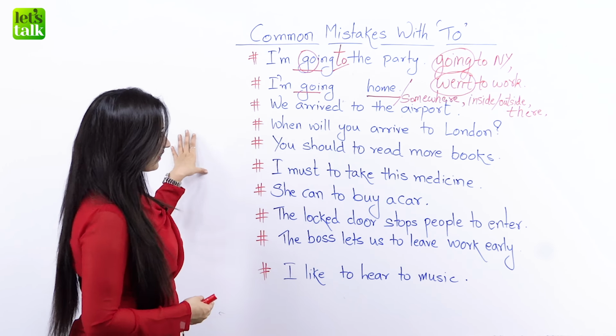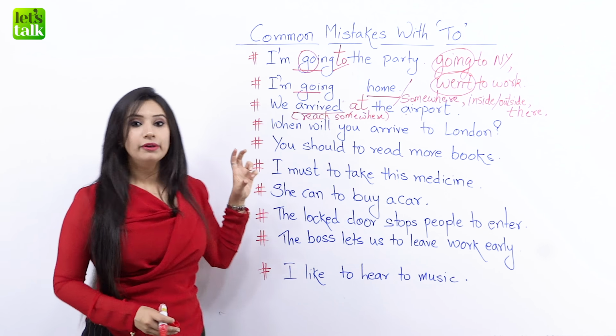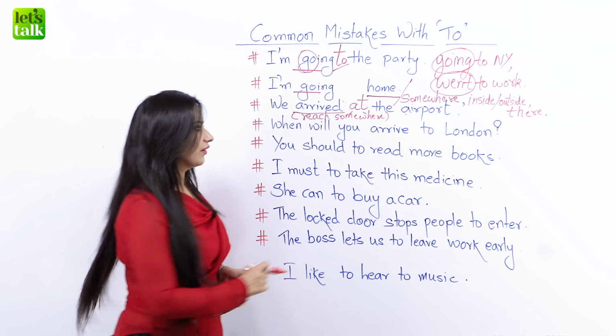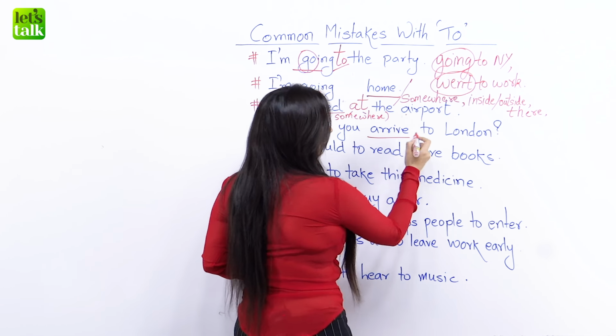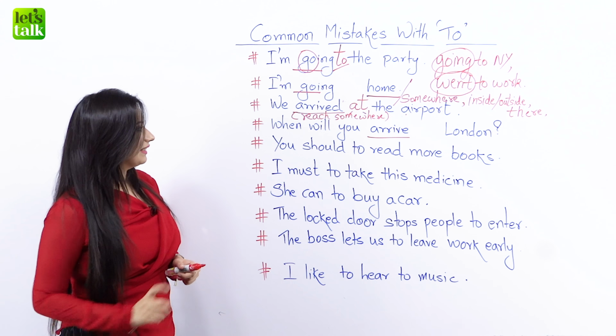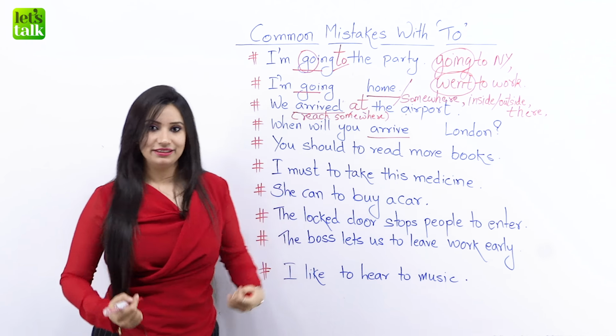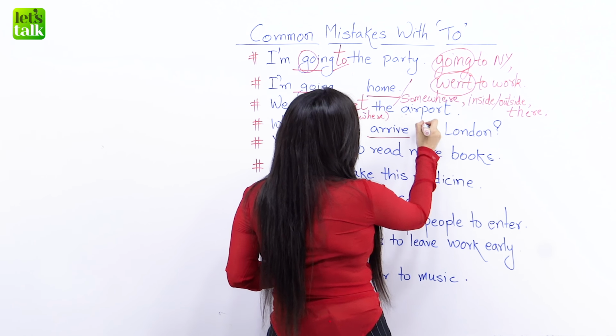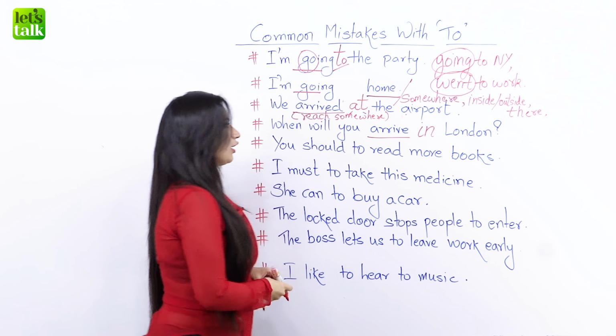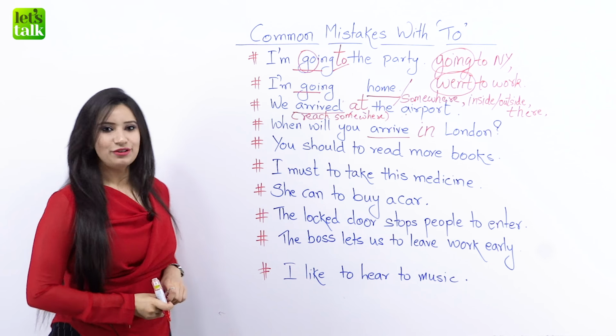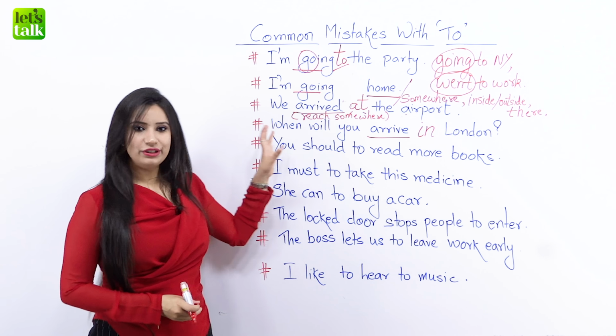Okay, now let's look at the next sentence. When will you arrive to London? So like the previous sentence, we will not use to with arrive. So let's remove this. How will you complete this sentence? When will you arrive in London? Yes, that's the appropriate preposition here instead of to. Okay, great. So this is how we use this.